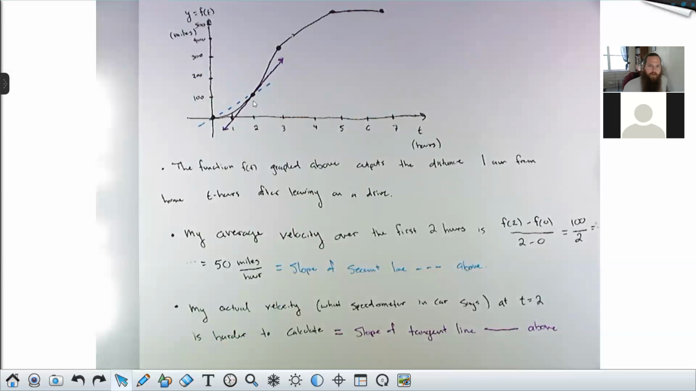Why is it hard to calculate the slope of the purple line? Well, there's no run, right? If I'm trying to find a slope, usually it's a rise over a run, like it was here for this blue line. That was not hard. I take this rise, which was 100, over this run, which was 2, and I get 50. Okay, great.